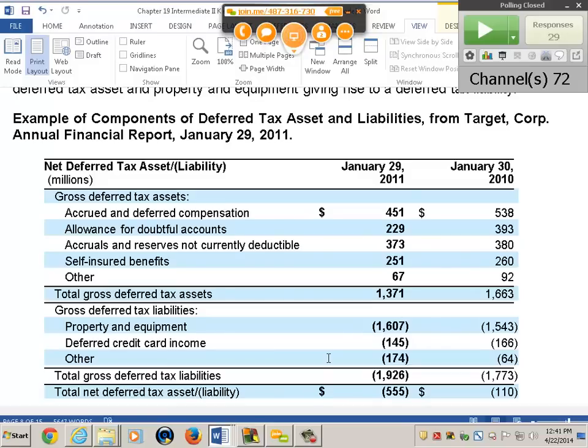So how do you explain the allowance for bad debts? I take bad debt expense on my books, can't take it for tax until what happens? The account is uncollectible, right? Pay more tax today.